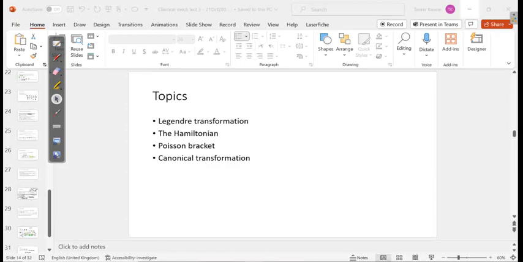I would like to discuss the following topics: Legendre transformation. This is a purely mathematical topic, but it is useful and necessary even to introduce what's so-called the Hamiltonian. The Hamiltonian is another function that may be used to replace the Lagrangian, and hence after this I would like to introduce the Poisson bracket and the canonical transformation.